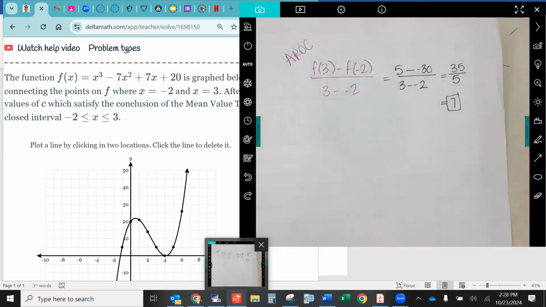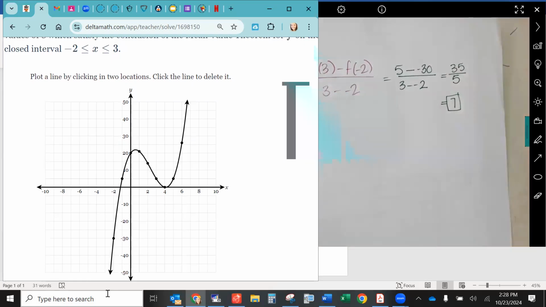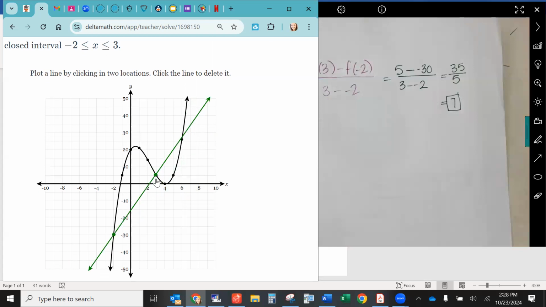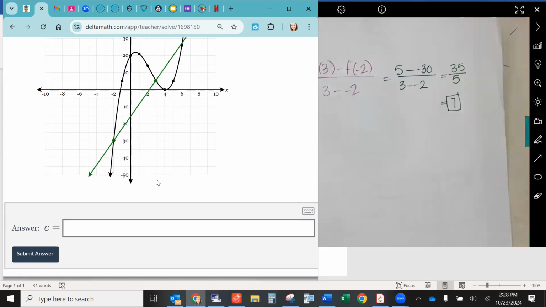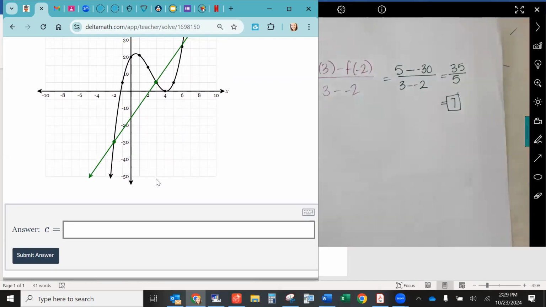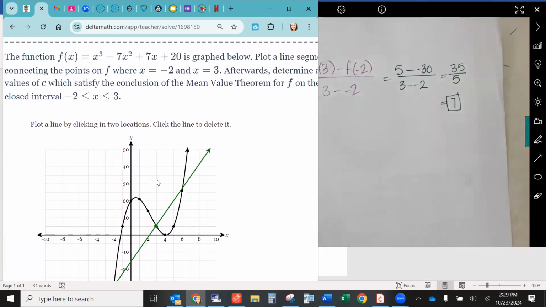Now come over here to your graph, and I want you to place dots at -2 and at, what was my other x? 3. So 3 would be here. Okay, the line that you just drew has a slope of 7. So now it's saying find the value of c where the slope comes out to be 7. Then I'm going to take the derivative and set it equal to that number. So think about your equation. I'm going to put mine back up on the board. What would the derivative of that be?